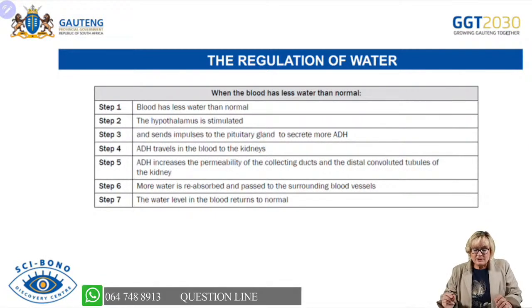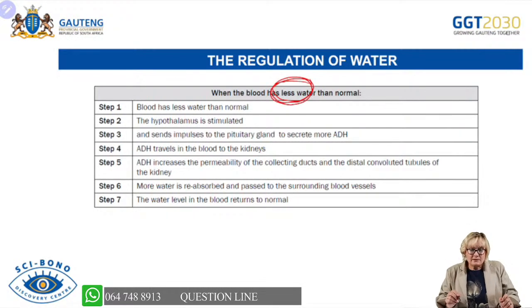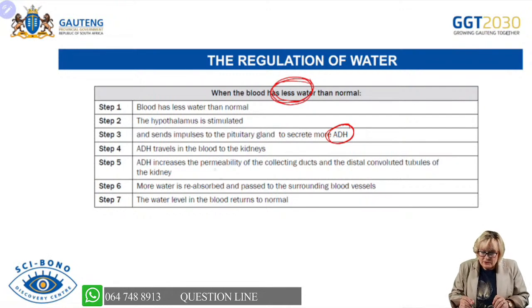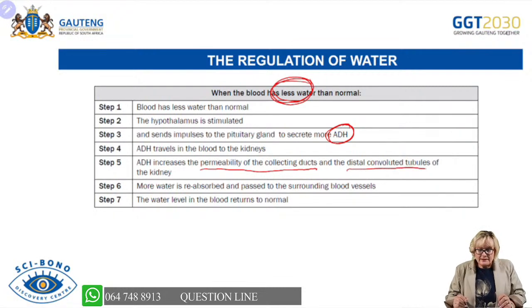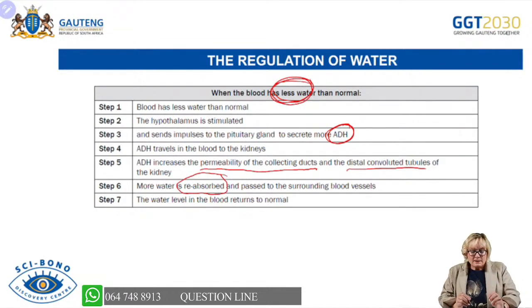All right, let's look at the regulation of water if we have not enough water. So there's not enough water in the body. Blood has less water than normal. Step 2, the hypothalamus is stimulated and sends impulses to the pituitary gland to secrete ADH. Important. ADH travels in the blood to the kidneys and increases the permeability of the collecting ducts. So that is what it's doing. And the distal convoluted tubules of the kidney. More water is reabsorbed. So it's already there in the nephron. So it's reabsorbed and passes to the surrounding blood vessels. The water level then returns to normal.